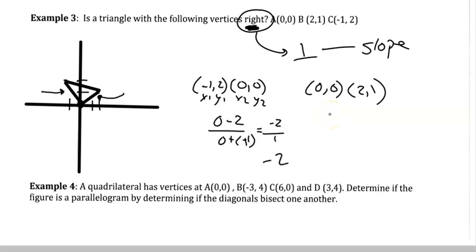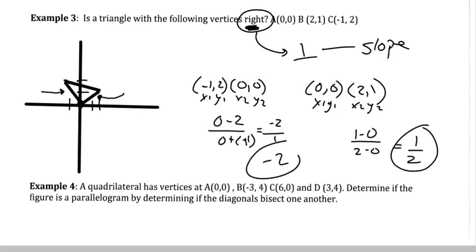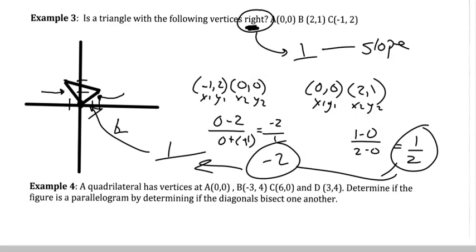The other one would have to be the opposite reciprocal. x1, y1, x2, y2. 1 minus 0 all over 2 minus 0 is 1/2. Are those things opposite reciprocals? Yes. Therefore, is it perpendicular? Yes. Therefore, is that a right angle? Yes. So is it a right triangle? Yes.